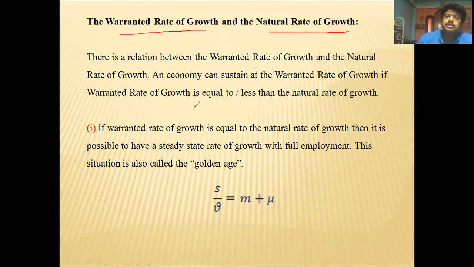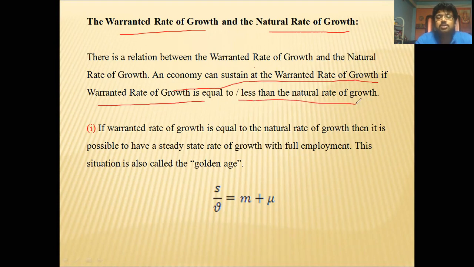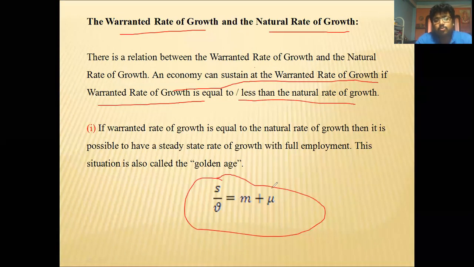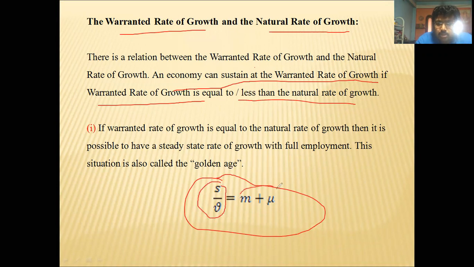An economy can sustain the warranted rate of growth if the warranted rate of growth is equal to or less than the natural rate. It should be mentioned that the economy can sustain the warranted rate of growth if it is equal to or less than the natural rate. This is the first condition. If the warranted rate of growth is equal to the natural rate of growth, both growth rates are equal. This is the warranted rate of growth, and this is the natural rate of growth.